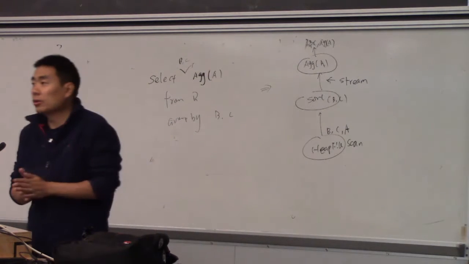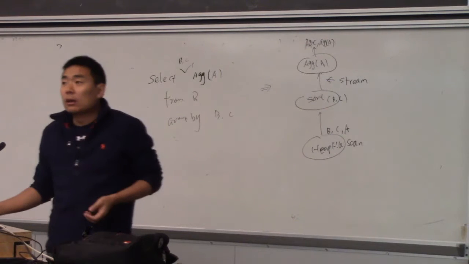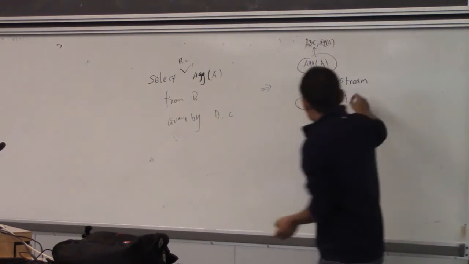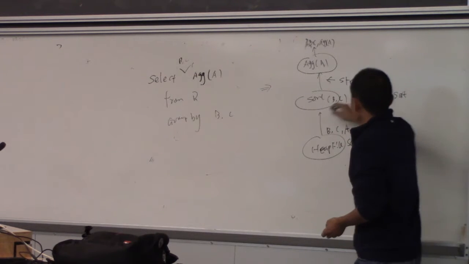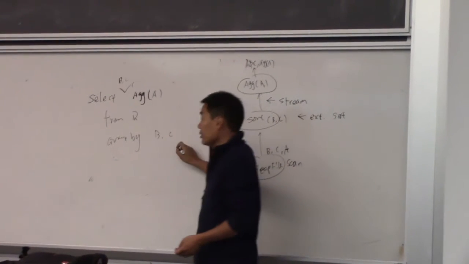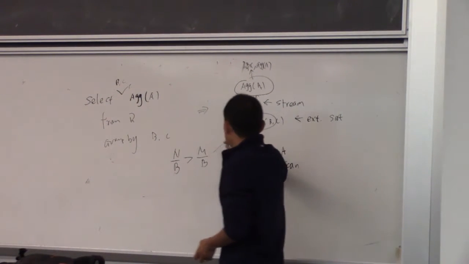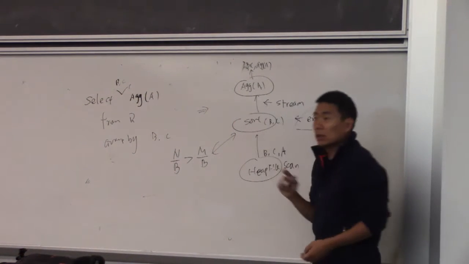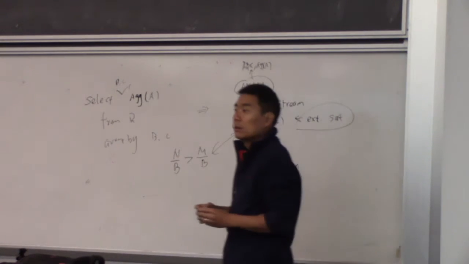So this is how you implement this using sorting. Of course, now you understand why we need to talk about external sorting, right? Because if your data is big, if the size of your data is greater than this, then you have to use external sort here. You cannot use an internal sorting algorithm for this part.